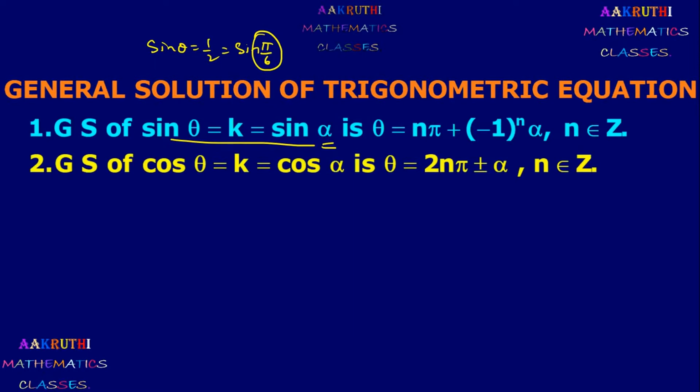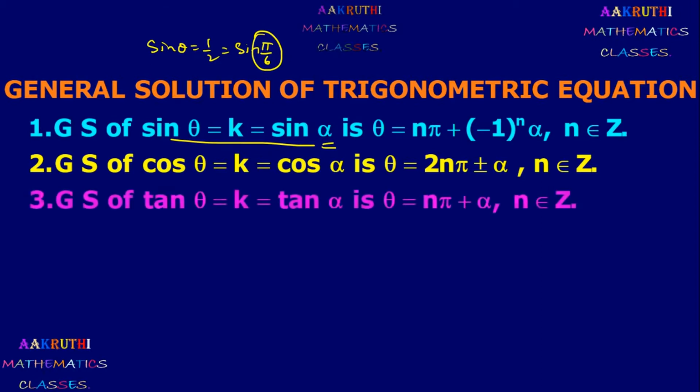Next, the general solution for cos theta. If cos theta equals k equals cos alpha, where alpha is one known angle, then we can write theta equals 2n pi plus or minus alpha, where n belongs to Z. So this is the general solution for cos theta equals k. That is theta equals 2n pi plus or minus alpha.